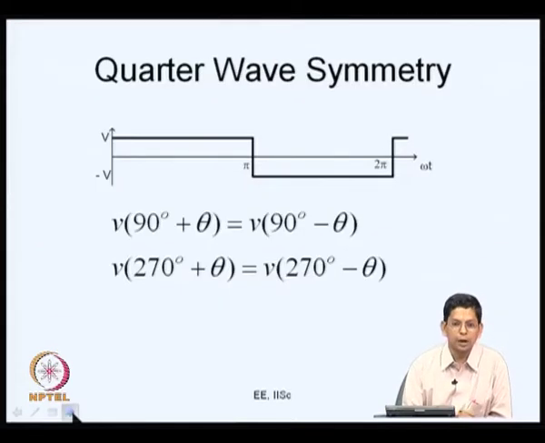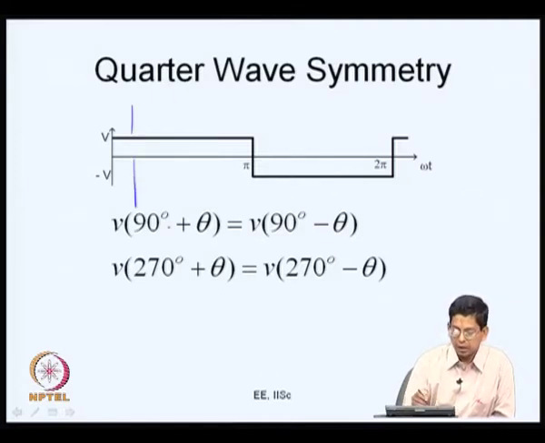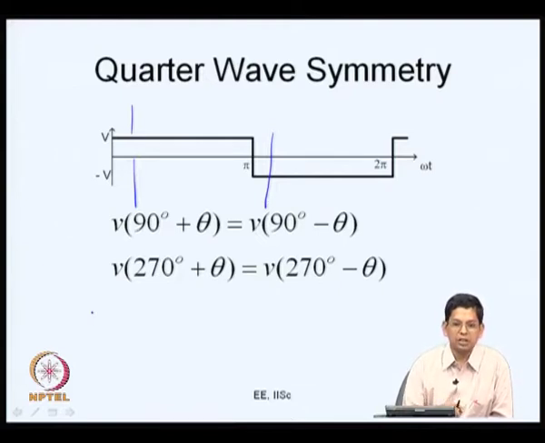Now, let us go further. Within a half, is this waveform half wave symmetric? Yes, because you take this angle at theta and you take the corresponding angle at 180 plus theta, one is the reverse of the other. Now, what else does it have?